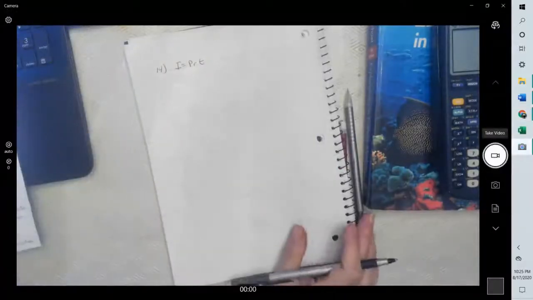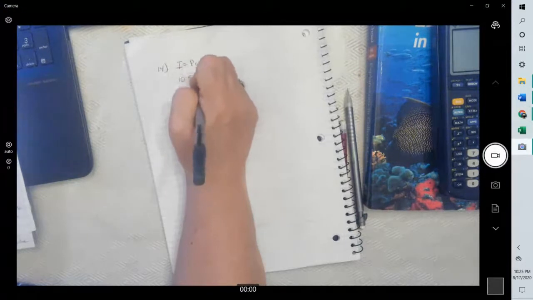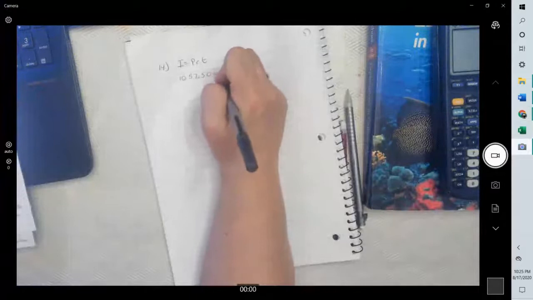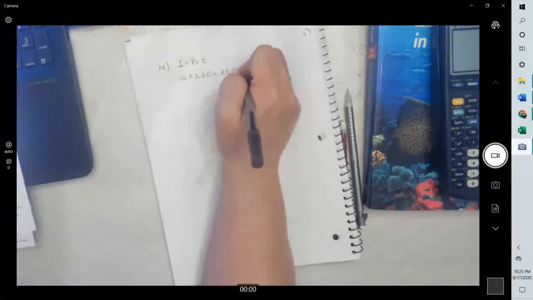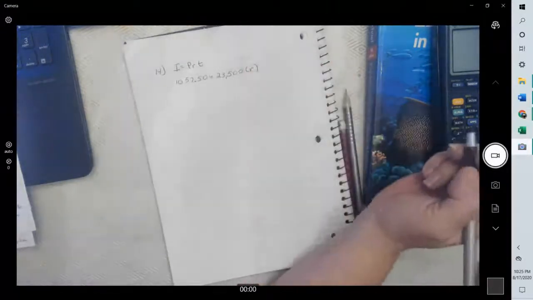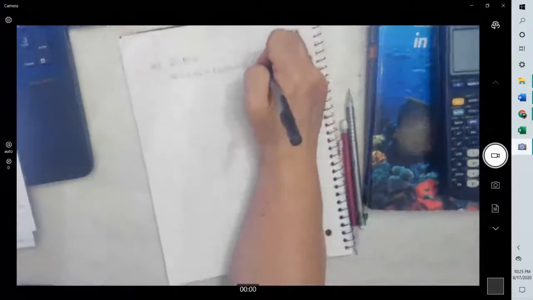We're going to use this formula because they told us the interest was $1,057.50. The starting amount was $23,500. We're looking for the interest rate, and they told us it was 9 months. Remember, T is in years, so it'd be 9 out of 12, or 9/12 of the year. You don't have to reduce it because you're plugging it into the calculator.